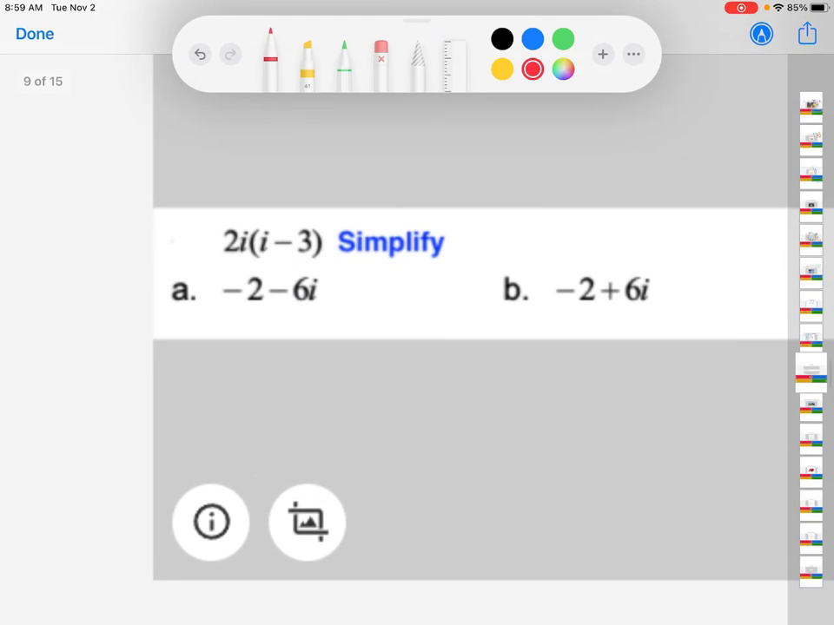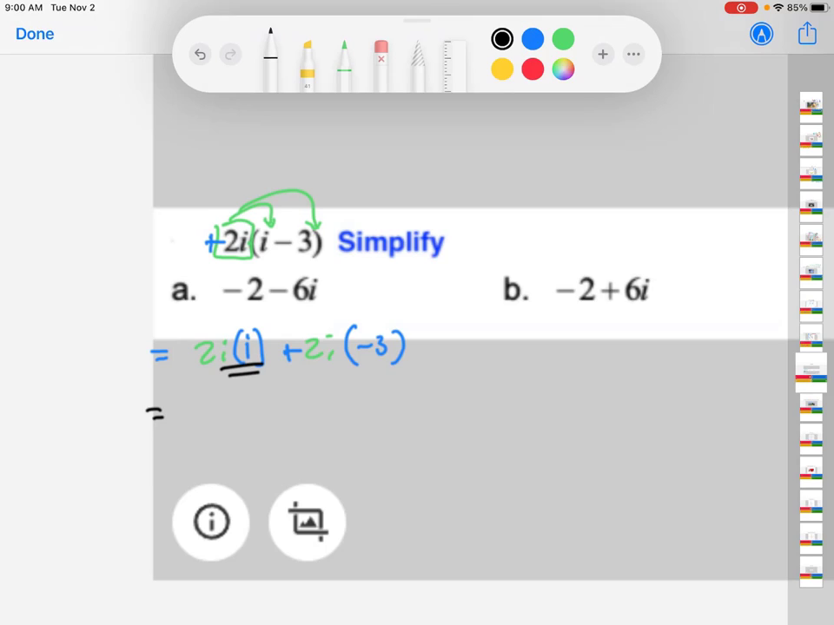Okay, this one, you'll notice that we have a math operation here, is multiplication. So what you're going to have to do is just distribute 2i to each of those terms. So that would be 2i times i plus, why is it plus? Because 2i is positive out here, times a -3. And all we do is just simplify.